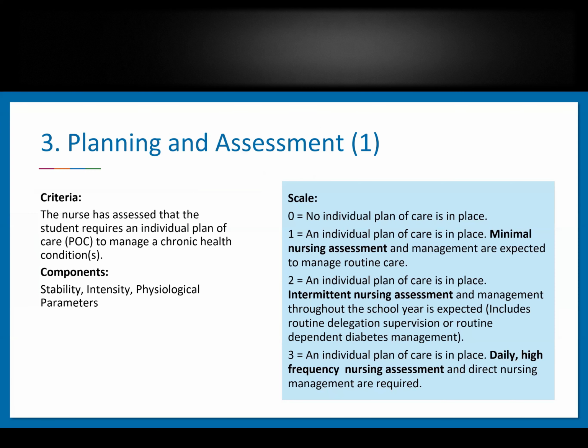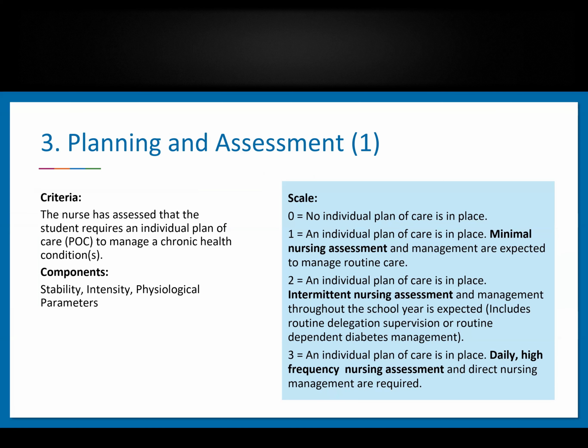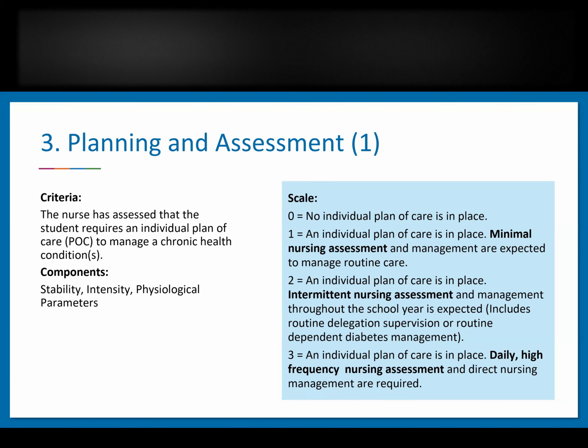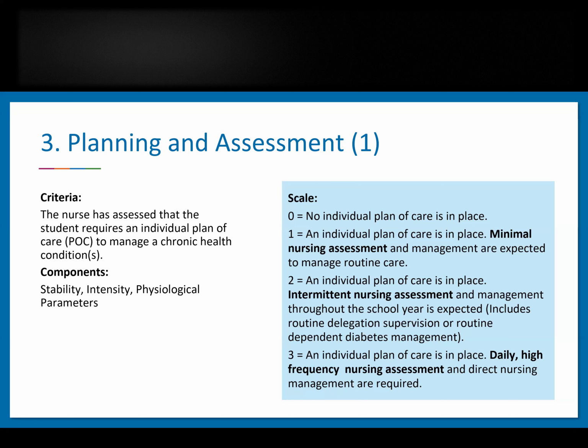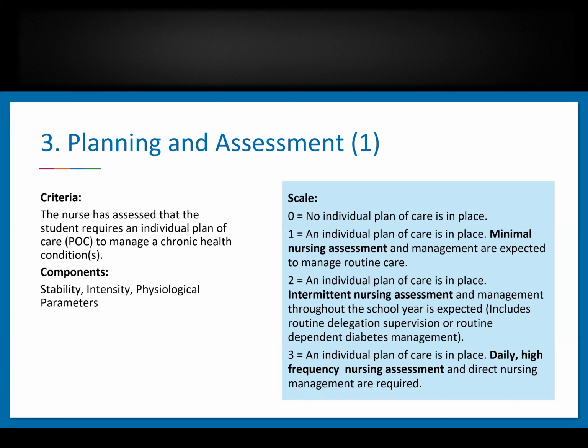The planning and assessment criteria is described as: the nurse has assessed that the student requires an individual plan of care to manage a chronic condition. The components of acuity assessed by this criteria include stability, intensity, and physiological parameters of the condition. Points in this scale are assigned as follows.